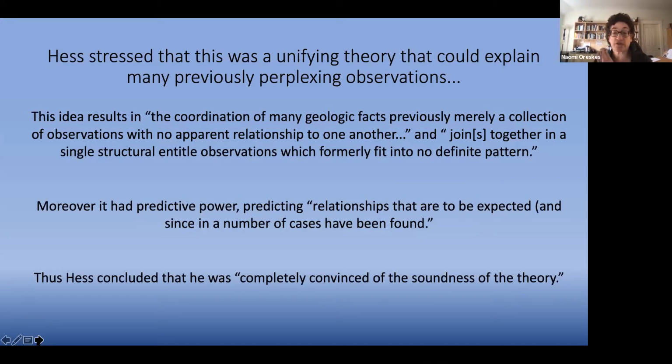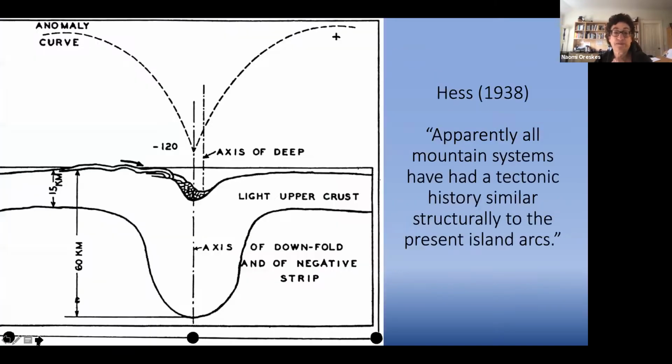And he concluded, therefore, that he is completely convinced of the soundness of the theory. And here's the picture that he then draws. So this is from 1938, presented to the American Philosophical Society. And so you can see he has it, as he says, as an isoclinic fold.